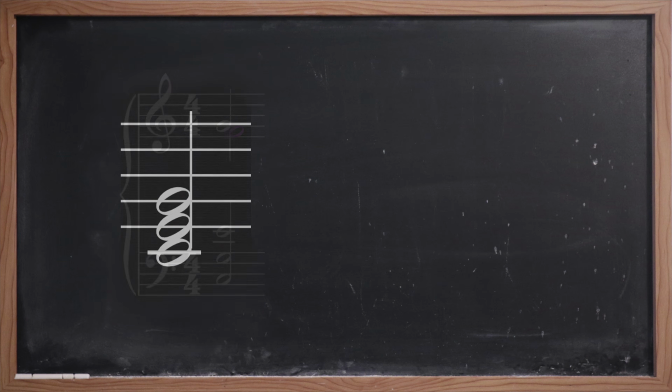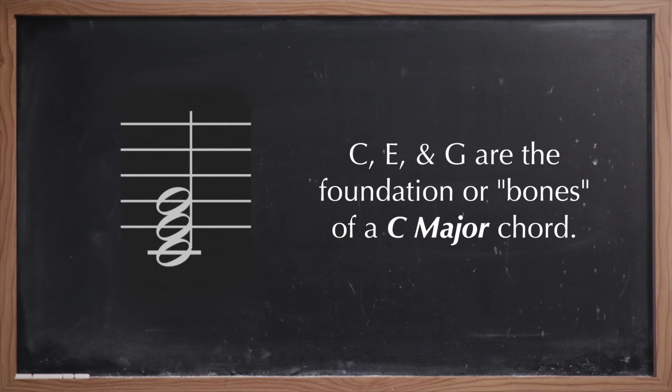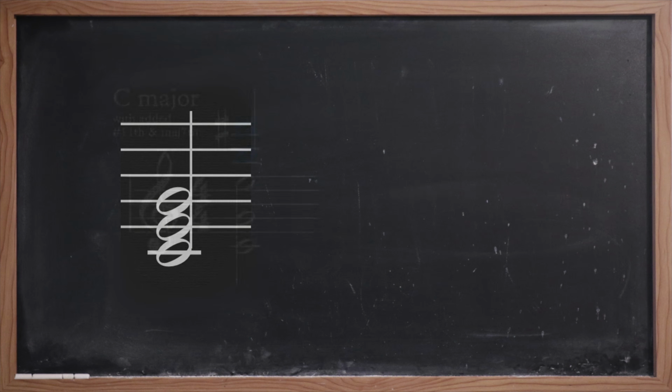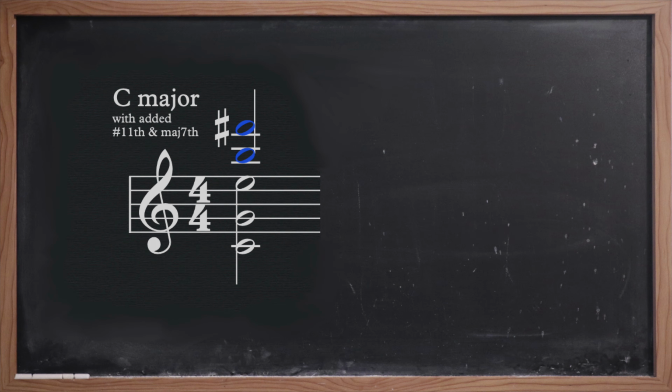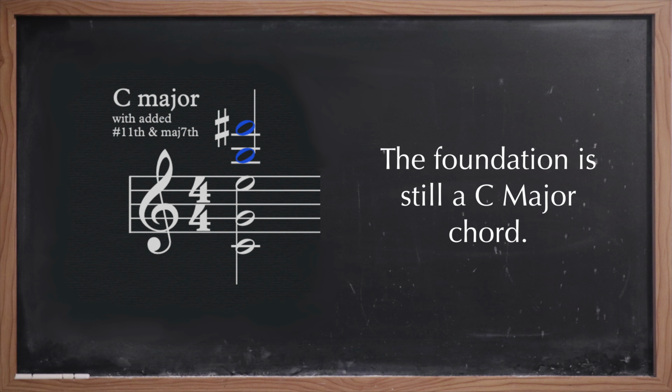You see, the basic triad notes in a C major chord, C, E, and G, they act as sort of like the bones, the foundation of the entire chord. You can add all kinds of added notes to a C major chord, but it's still going to function as some kind of C major chord because the foundation is a C, E, and a G.